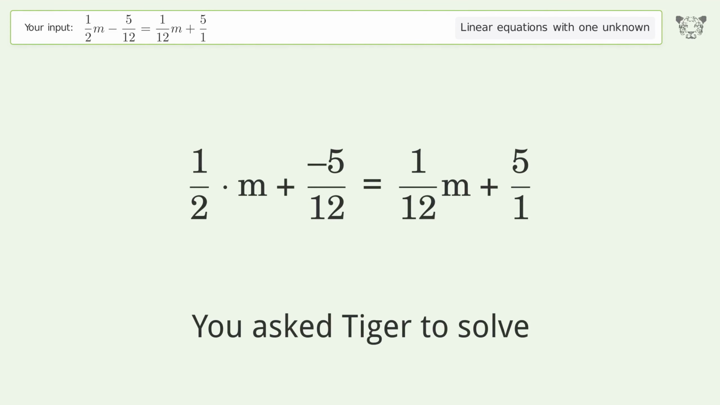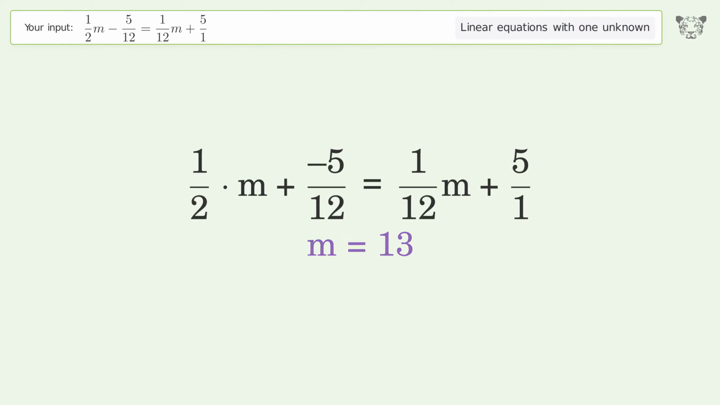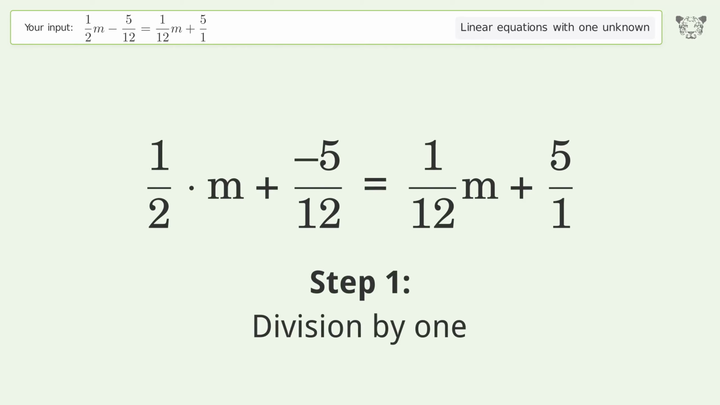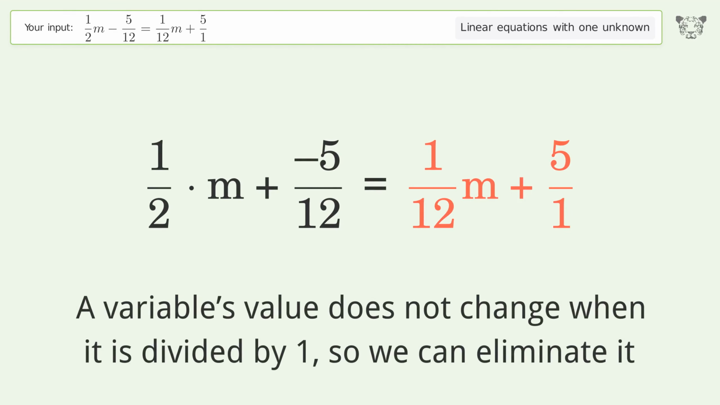You ask Tiger to solve. This deals with linear equations with one unknown. The final result is m equals 13. Let's solve it step by step. Division by 1. A variable's value does not change when it is divided by 1, so we can eliminate it.